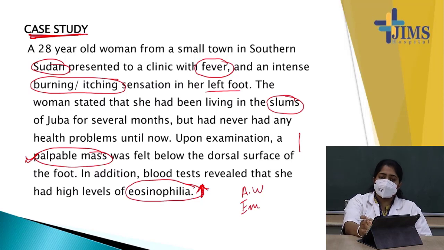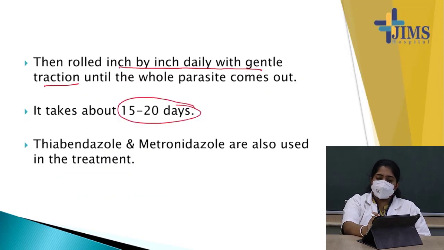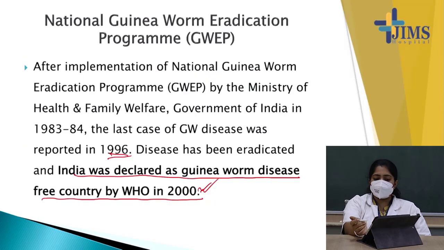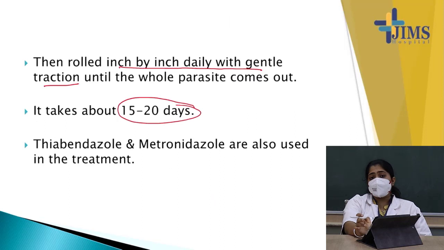So, this was just a case study. I think that is all for today. The important points which you have to remember is, first, that WHO has declared India a guinea worm disease free country in 2000. Then the intermediate host, which is the cyclops, and the source is probably the drinking water.